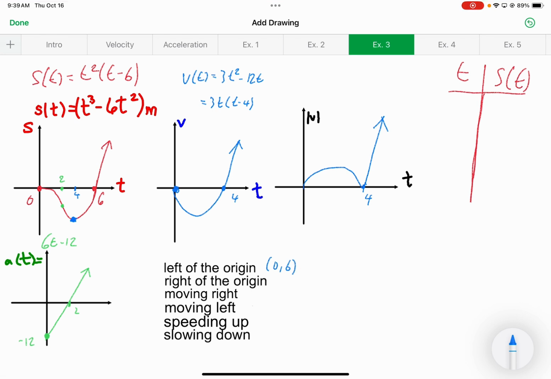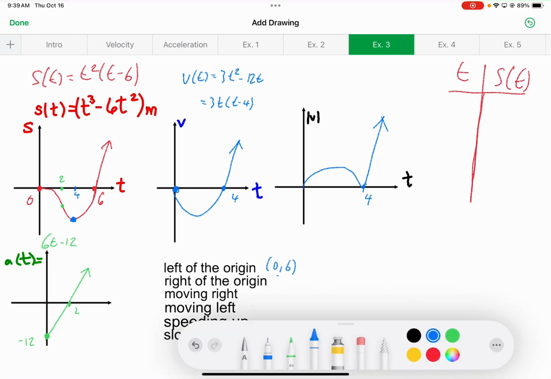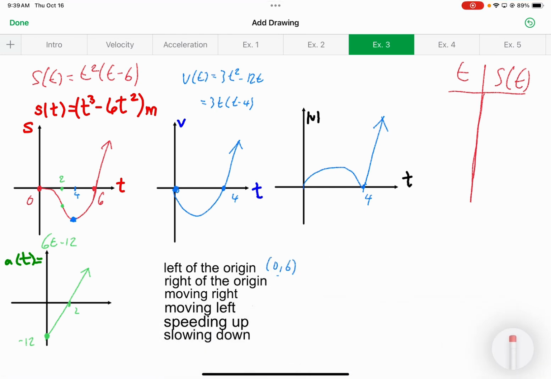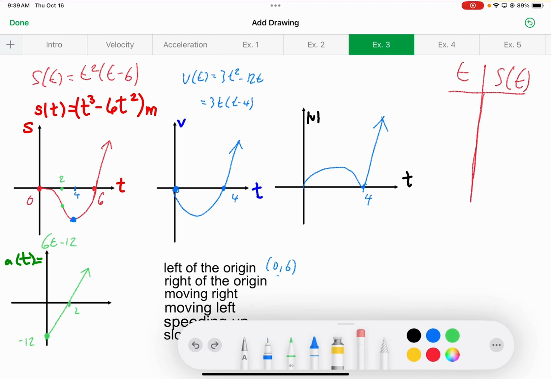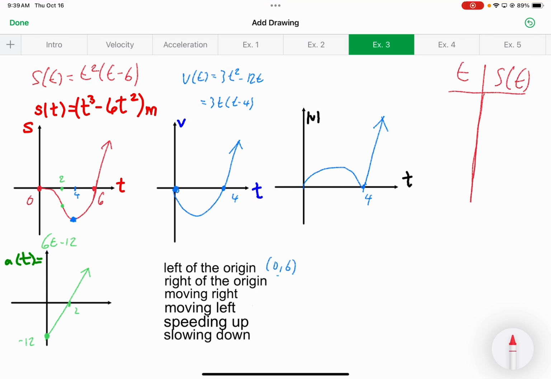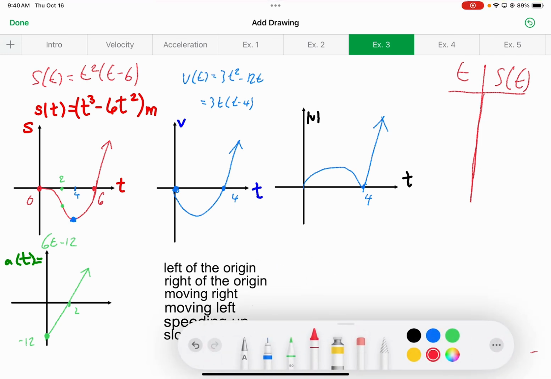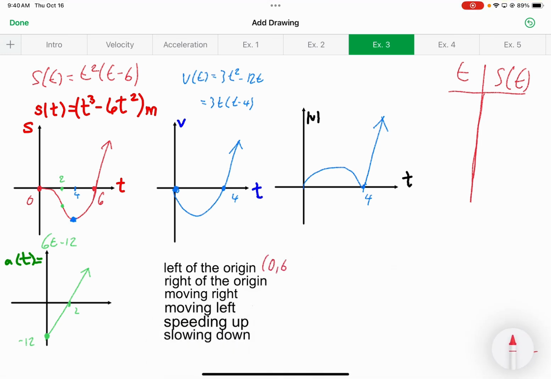Where is it to the right of the origin then? Good. I'm going to write this in red, indicating we get it from the graph that is red. Okay, so from 0 to 6. This looks bad. I thought I erased it. All right. And then it is right of the origin from 6 to infinity, okay?